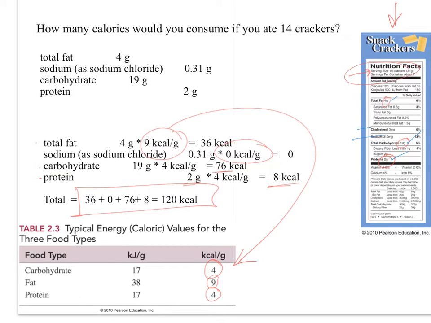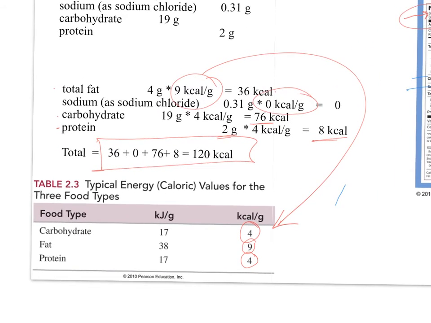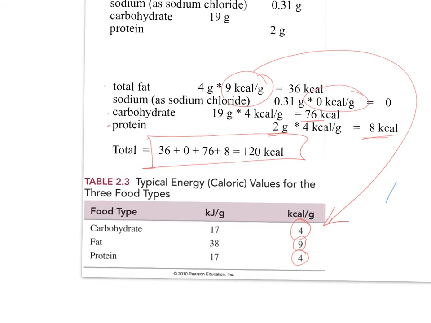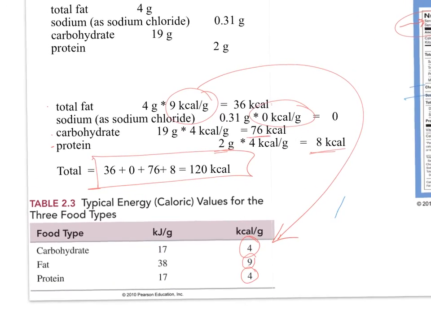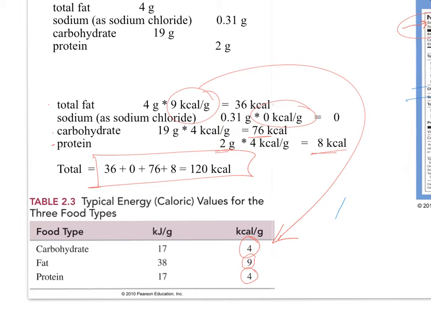So basically, we need to use this table from earlier, and the fact that if we're going to do this in kilocalories, as you'll see we will, we're going to need to use the 4 kilocalories per every gram of carbohydrate consumed, the 9 kilocalories per every gram of fat consumed, and the 4 kilocalories per every gram of protein consumed.